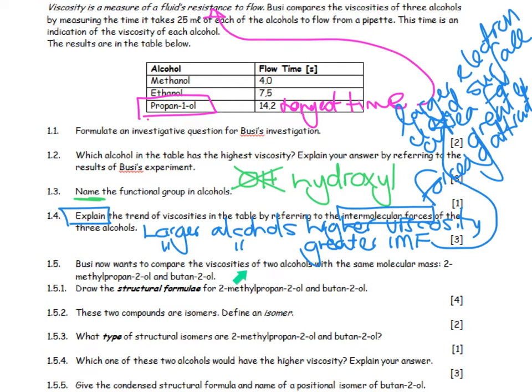Bucy now wants to compare the viscosities of 2 alcohols with the same molecular mass. So now you're not getting greater molecular mass or bigger molecules, so you can't say the one's bigger than the other. These are chain isomers. They both have the same functional group, alcohol. They both happen to be in the same position, 2 alcohol. The only difference is the structure of the chain. Butan is a 4 in a row, methyl propan is 3 in a row with a side chain of the 1 extra carbon. Draw the structural formula of 2-methyl propan-2-ol and butan-2-ol.